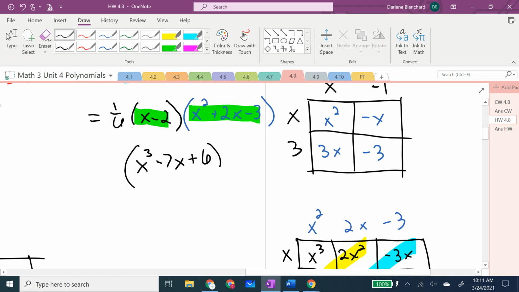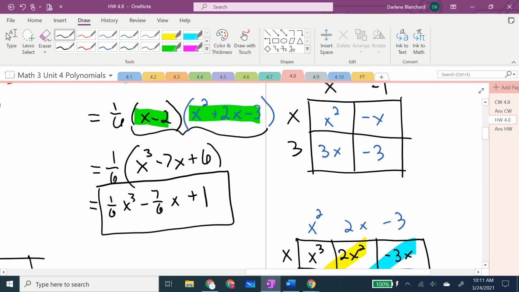And now this is the result of multiplying those two. And now I can multiply the 1/6 all the way through. And I've got my polynomial. Okay.